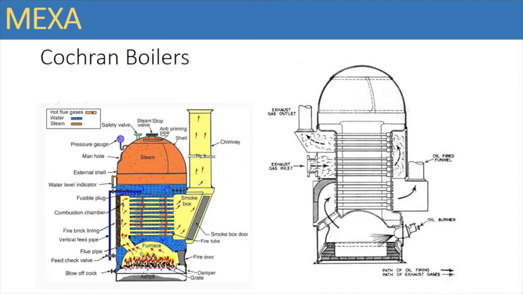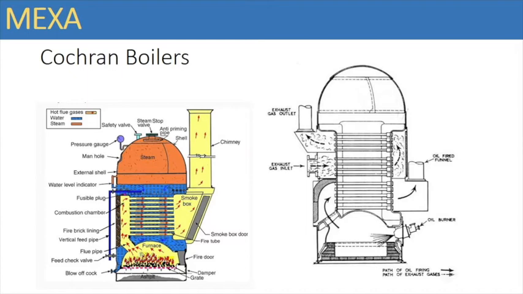Cochrane boiler is a vertical drum axis, natural circulation, natural draft, low pressure, multi-tubular fire tube boiler with internally fired furnace. It is the modified form of a simple vertical boiler. In this boiler, the fire tubes are placed horizontally. The efficiency of this boiler is much better than a simple vertical boiler.